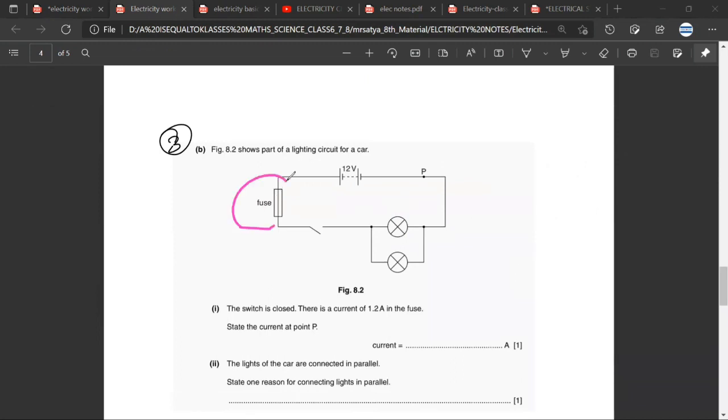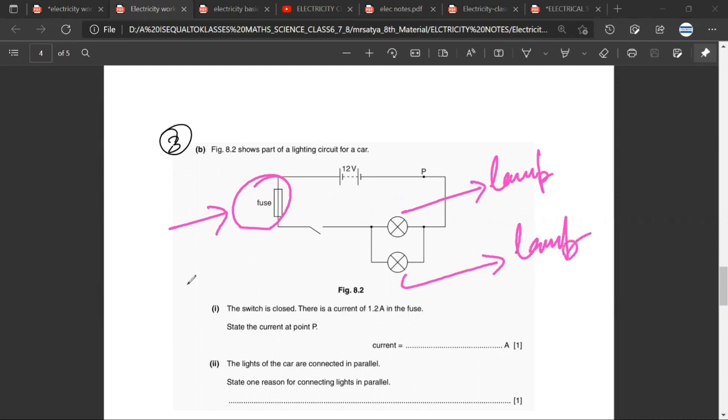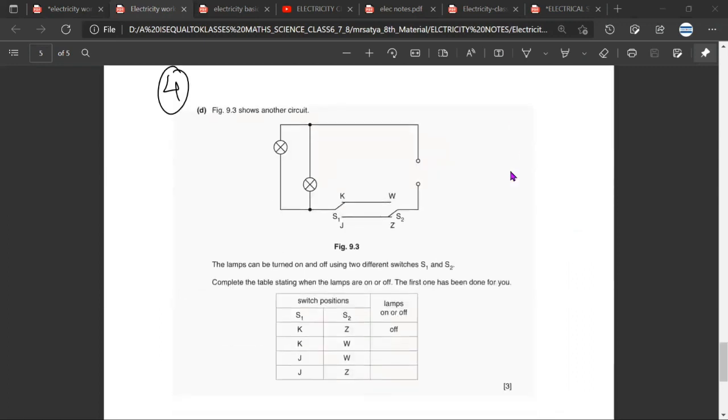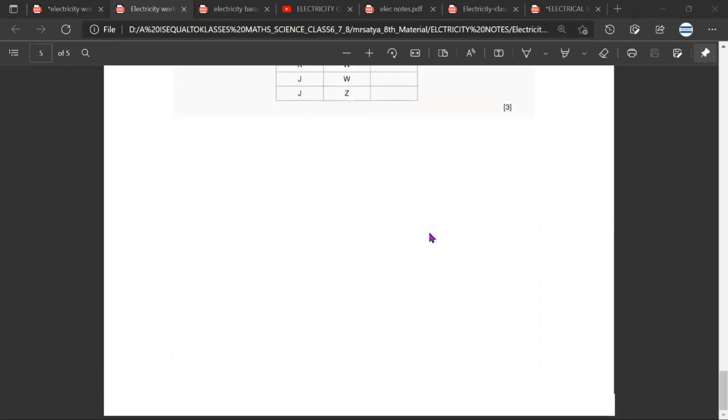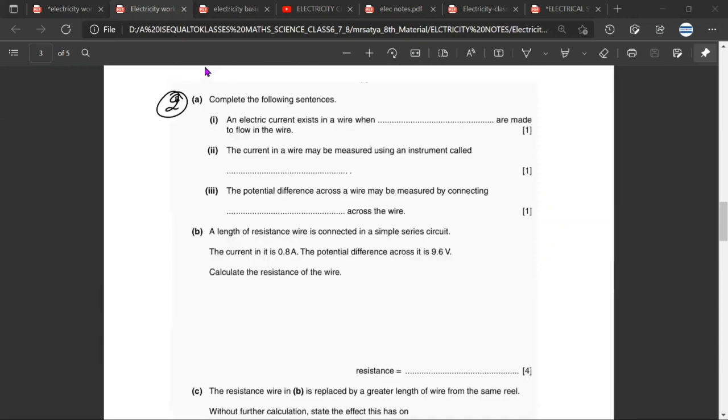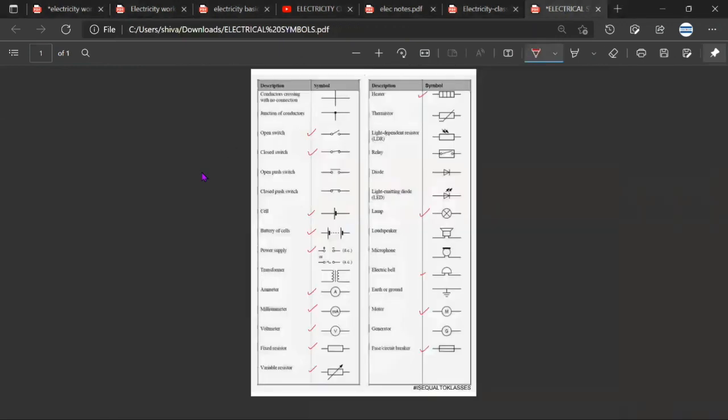So Satya, can you see this is a fuse? Satya, can you tell me what will be this? These two? Lamps. Very nice. This is a lamp. This is a lamp. And do you see this? There is a current of 1.2 ampere in the fuse. Okay. So again, if you see, these two are lamps, and there are switches here. So carry it out. At least just go through this PDF once. Okay.